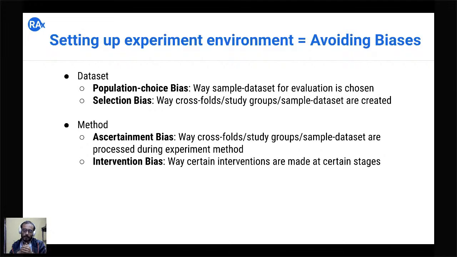And if you're not choosing the right kind of data set and the right kind of population, then there can be a problem. I can tell you what I mean by incorrect choice. I'm giving you very toy examples, because if I give you examples specific to my domain, it would probably be difficult for a lot of people to understand. So I'll just give you some lame toy examples for you to understand what I mean by population choice bias.